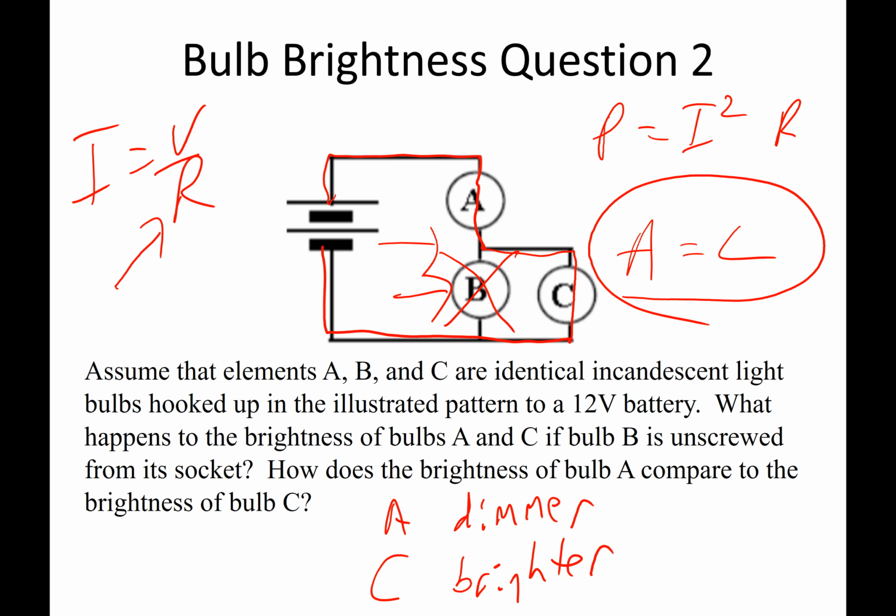So A is going to get dimmer because the total resistance of the circuit increases when we remove branch B. C is going to get brighter when we remove B because now all the current from the circuit has to go through C, whereas before only half of it did.